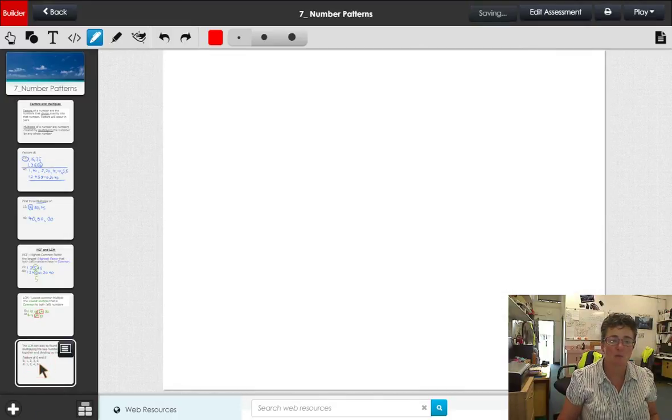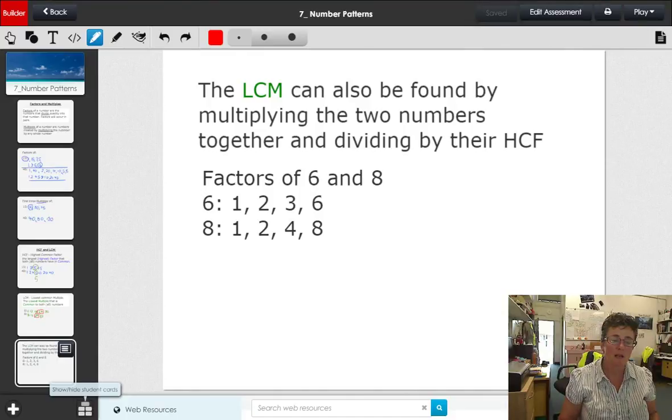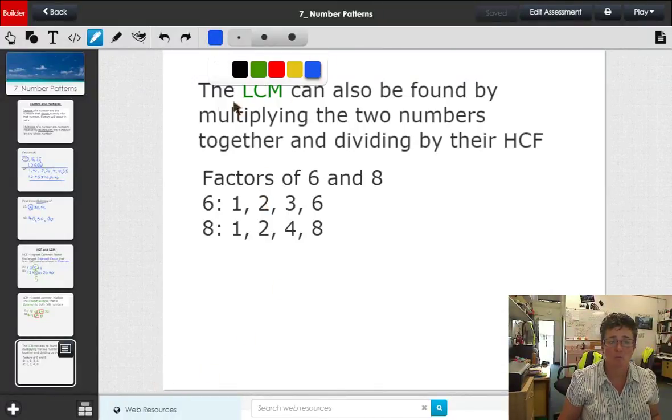Now, there's another way to work out the lowest common multiple, because if we're working with big numbers, it might be a fairly big number that's common. So an easy way to work it out is to find the lowest common multiple by finding the highest common factor of both these numbers. So firstly, we have to find the highest common factor. In this case, it's 2, because there's no number bigger that's a factor of both.